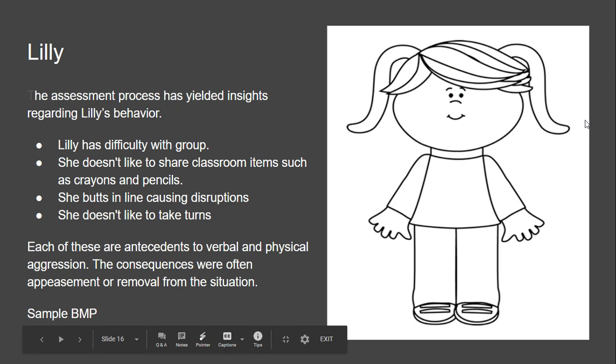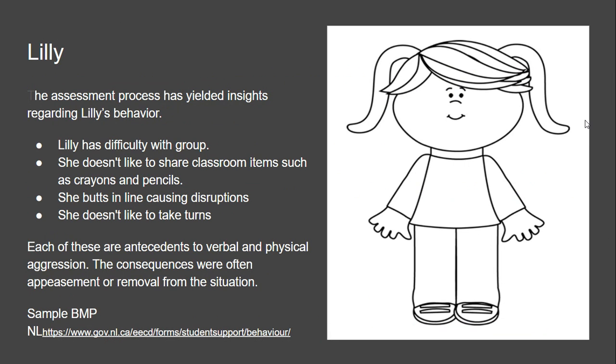And here we are with Lily again. The assessment process has yielded insights regarding Lily's behavior. Lily has difficulty with groups. She doesn't like to share classroom items such as crayons and pencils. She butts in line, causing disruptions. She doesn't like to take turns. Each of these are antecedents to verbal and physical aggression. The consequences of most of these behaviors were often appeasement or removal from the situation.